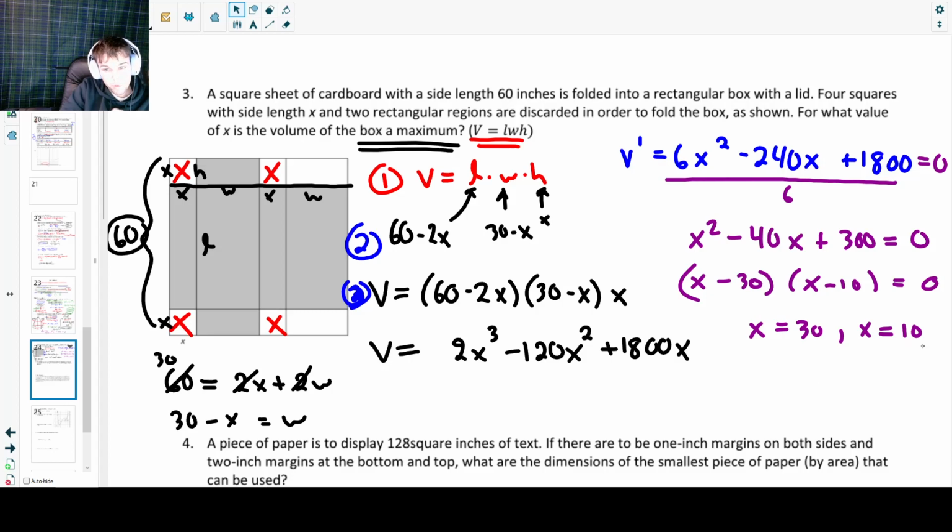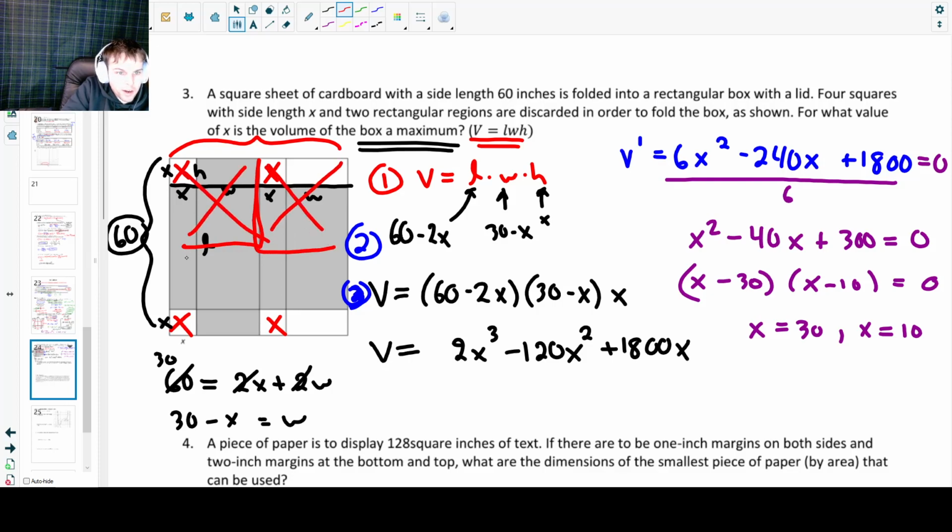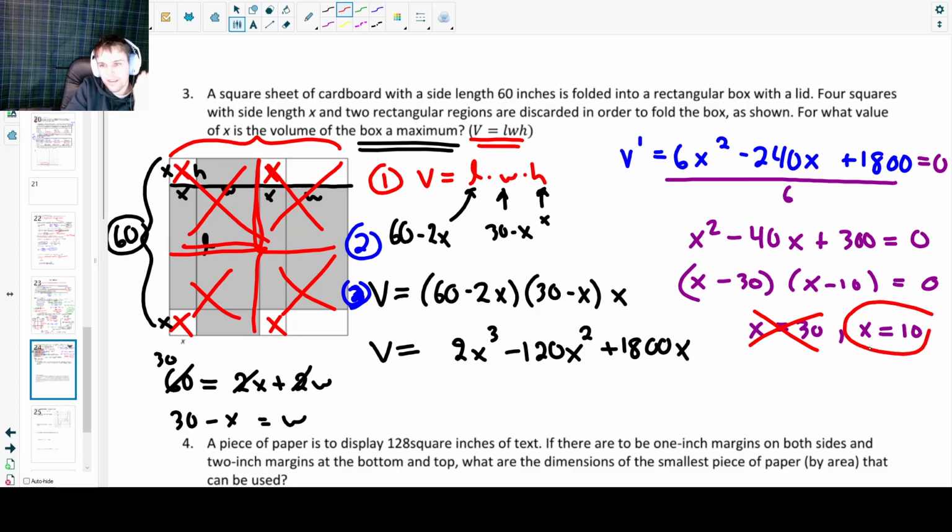But which one's a maximum, which one's a minimum, which one's maybe not possible? Turns out a 30 centimeter cut is actually not possible, because this whole thing is only 60. If we do 30 on each side, we've cut off this whole part, this whole part, this whole part, and this whole part. We have nothing left. So we can't actually do 30s, or perhaps better thought of, this would be a minimum value, not a maximum value. So the one that's potential here is 10.